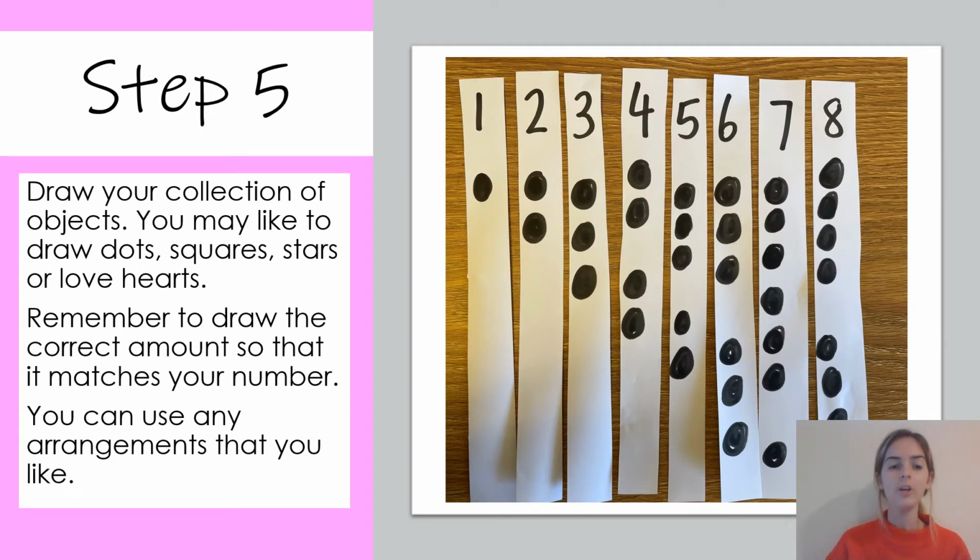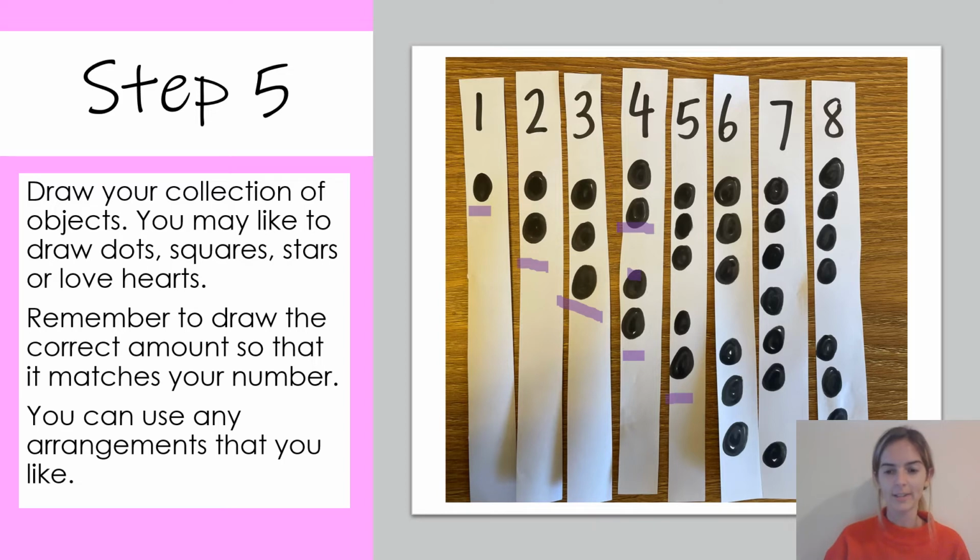Step 5, draw your collection of objects. You may like to draw dots or squares, stars or love hearts, anything that you like. Remember to draw the correct amount so that it matches your number. You can use any arrangements that you like. So here you can see that I've decided to use dots today, and I've got 1 there, 2, 3, and here with my 4, I've actually put it into 2 groups of 2. So I've got 2 there and another 2 there.